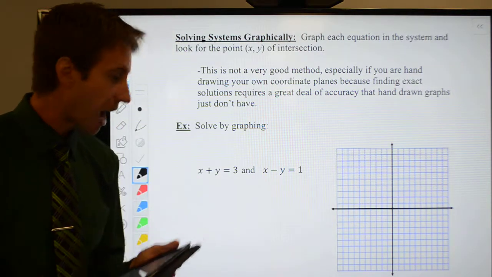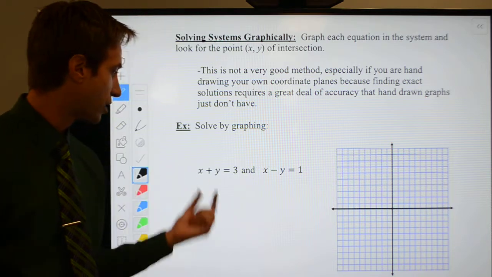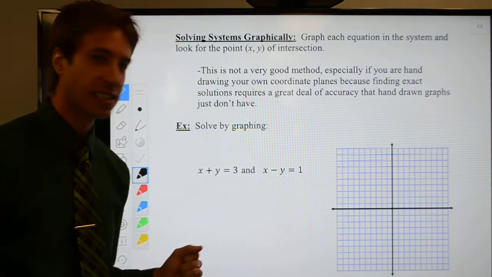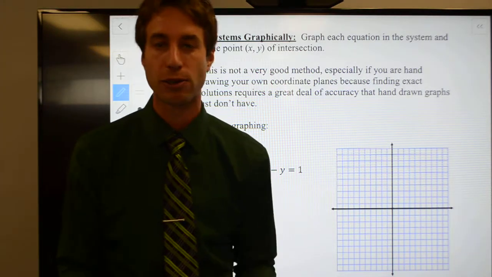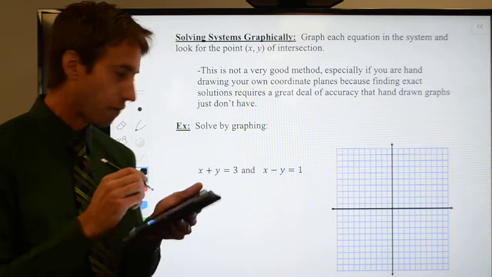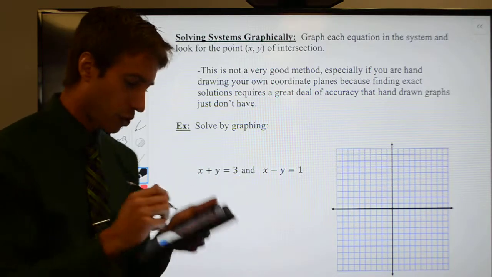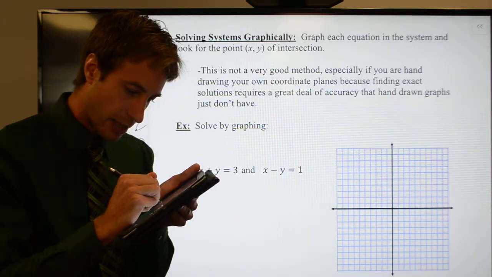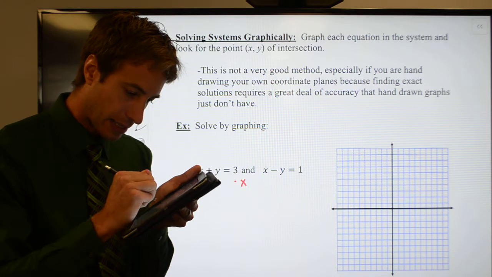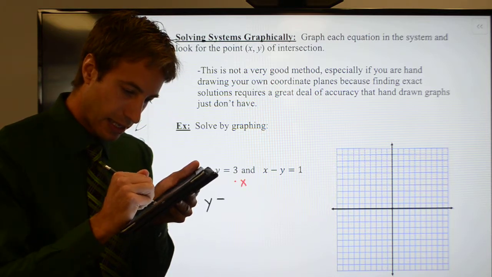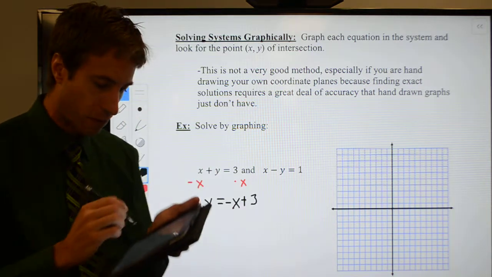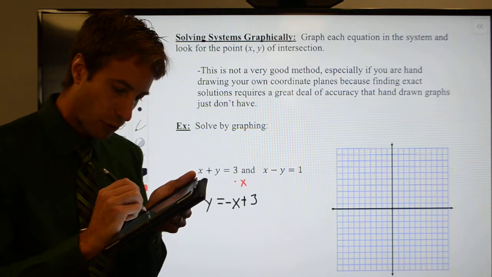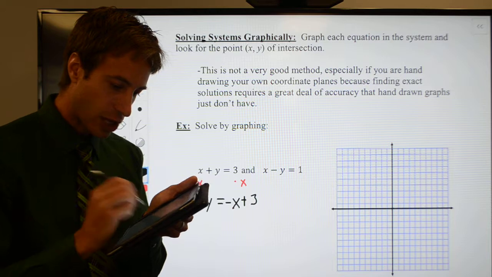Here's what we're going to do. I give you a system of equations. I have an x and a y, I have an x and a y. I need to put both of these functions into slope-intercept form. That means solve for y. So I'm going to subtract the x to the other side, minus x, minus x. That's going to leave me with y is equal to negative x plus 3. There's slope-intercept form for that one. I'll graph that function for you guys in green in just a second.